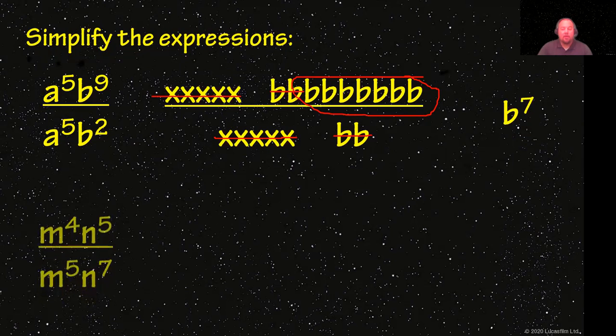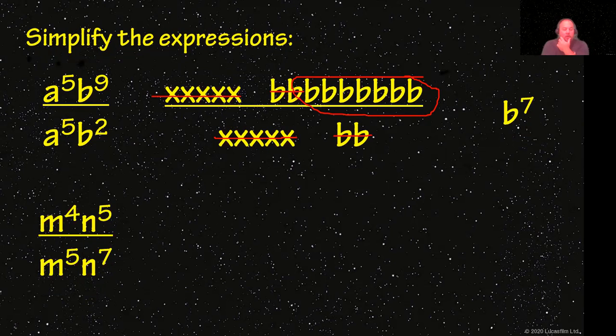All right, the next one. m4, n5 over m5, n7. What am I going to do here? All right, I look at it. If you're on YouTube, hit pause, take a couple seconds to think it out.